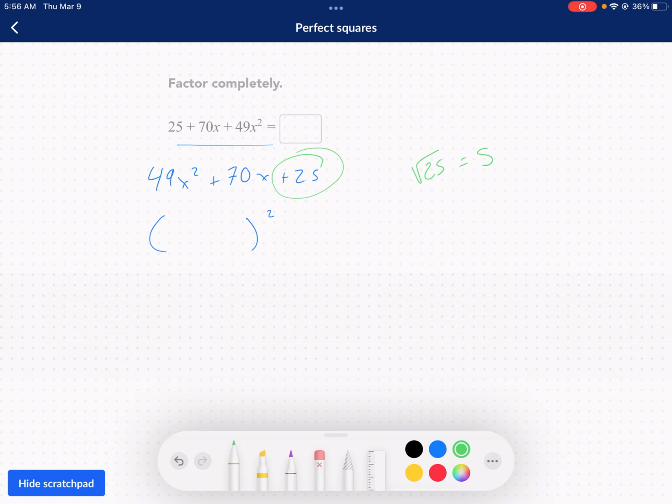Now, you're probably thinking, okay, if I double 5, I don't get 70. But here's the thing. If you look back on the other page, number 1, there was no coefficient in front of x squared. That changes things. So this 49 there changes how we think about this problem. It makes it more difficult, honestly.